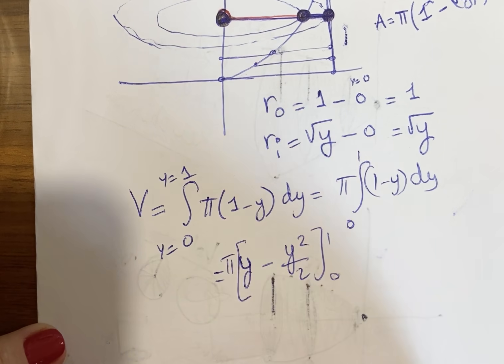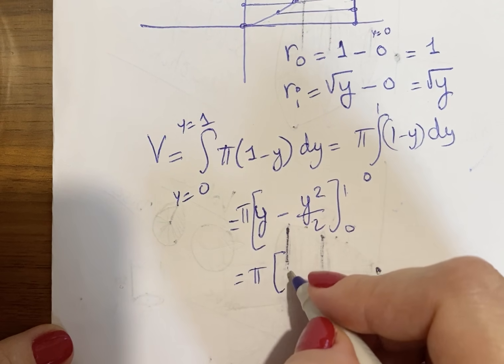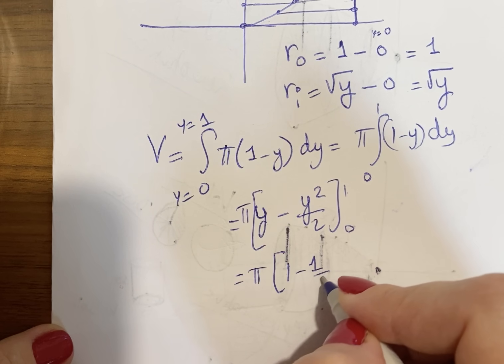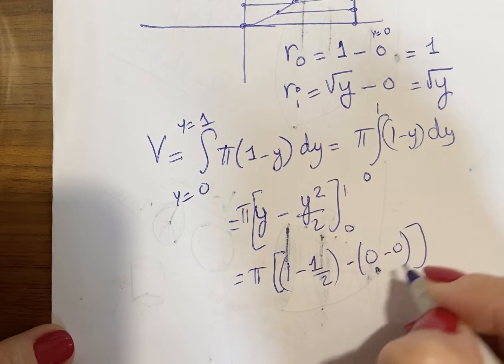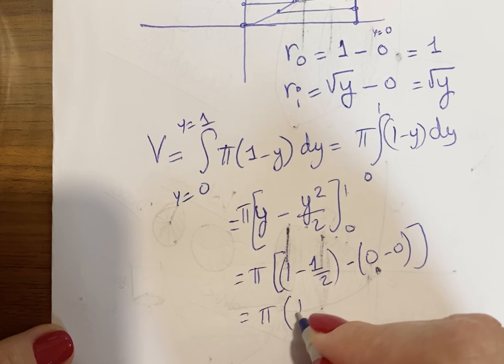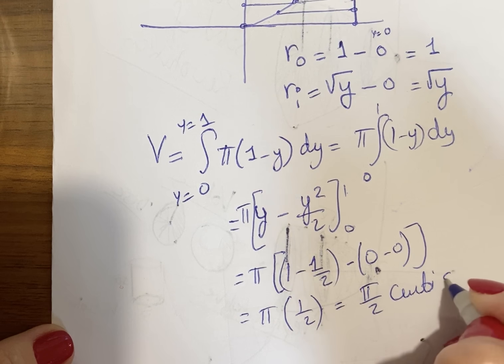Do not forget your pi. This means you get pi times y, when you substitute 1, it's 1 minus 1 over 2. Minus, when you substitute 0, you get 0 minus 0. So it's pi half or pi over 2 cubic units.